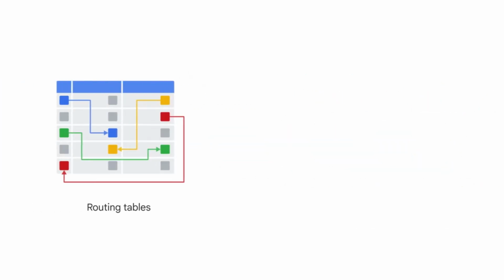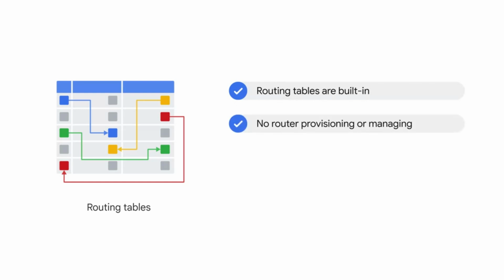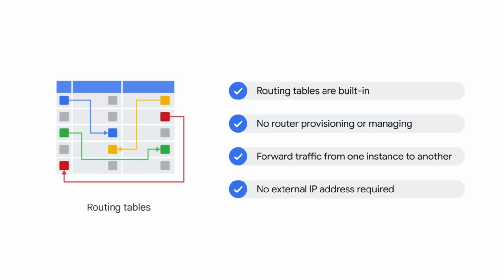Now let's explore some of the most important virtual private cloud compatibility features. Much like physical networks, VPCs have routing tables. VPC routing tables are built in, so you don't have to provision or manage a router. They're used to forward traffic from one instance to another within the same network, across subnetworks, or even between Google Cloud zones, without requiring an external IP address.